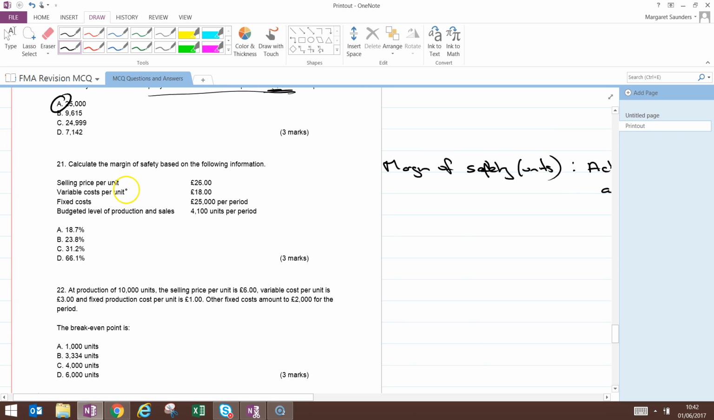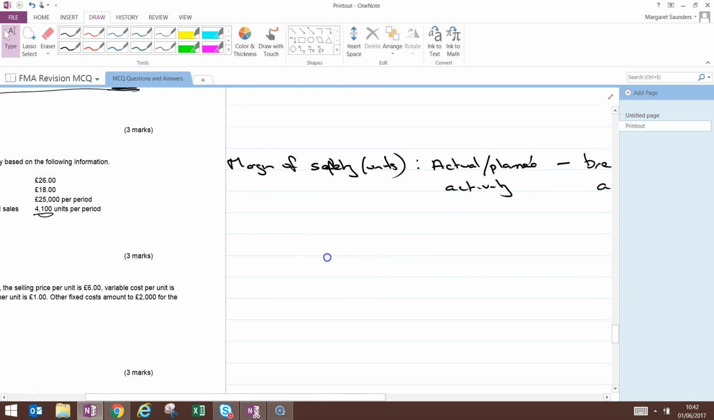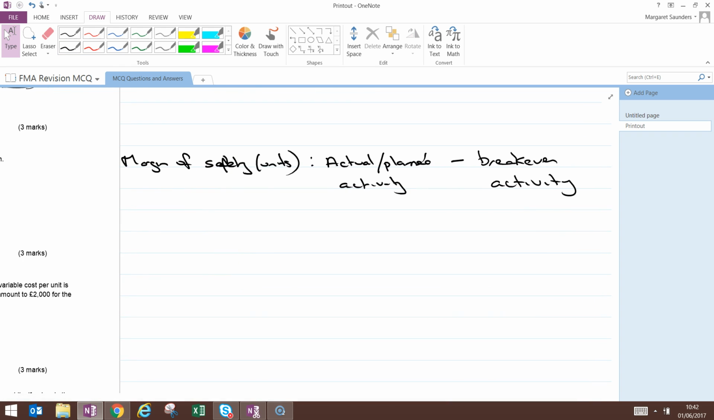So looking at the question, we're given the selling price, we're given the variable costs, we're given the fixed costs, and we're given the budgeted level of production and sales. So that's our planned activity. So for our margin of safety, we know what our planned activity is, 4,100 units. And we need to deduct the break-even activity, which we haven't been given, so we need to work it out.